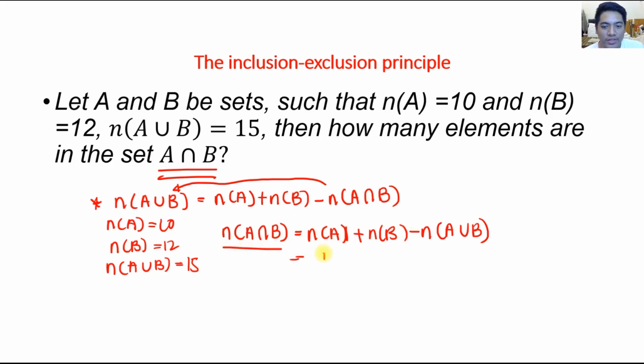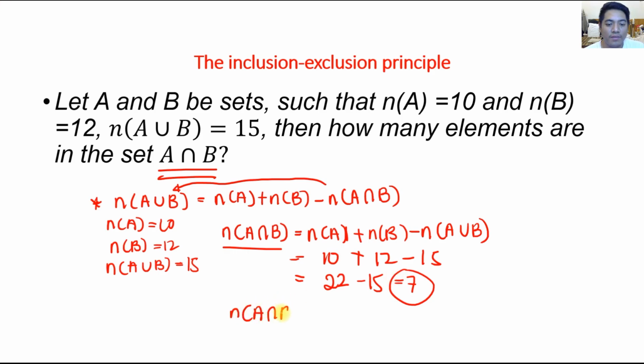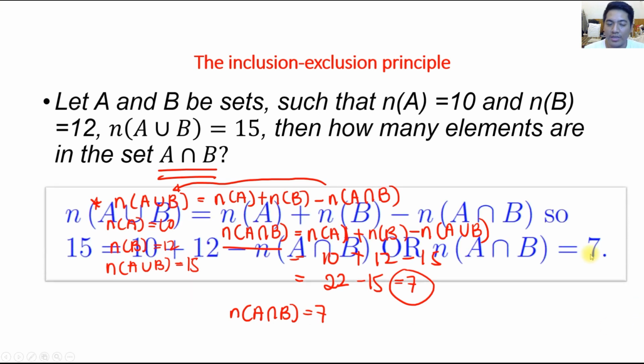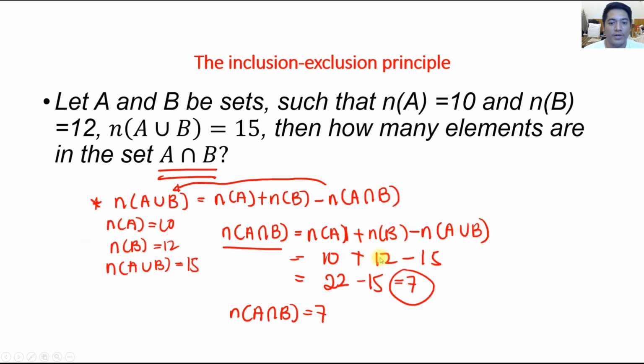So I have N of A, which is 10, N of B, which is 12, N of the union is 15. So I have 22 minus 15, and that is 7. So the number of elements in the intersection of A and B is 7. Okay? We have also seen it in our computation here.